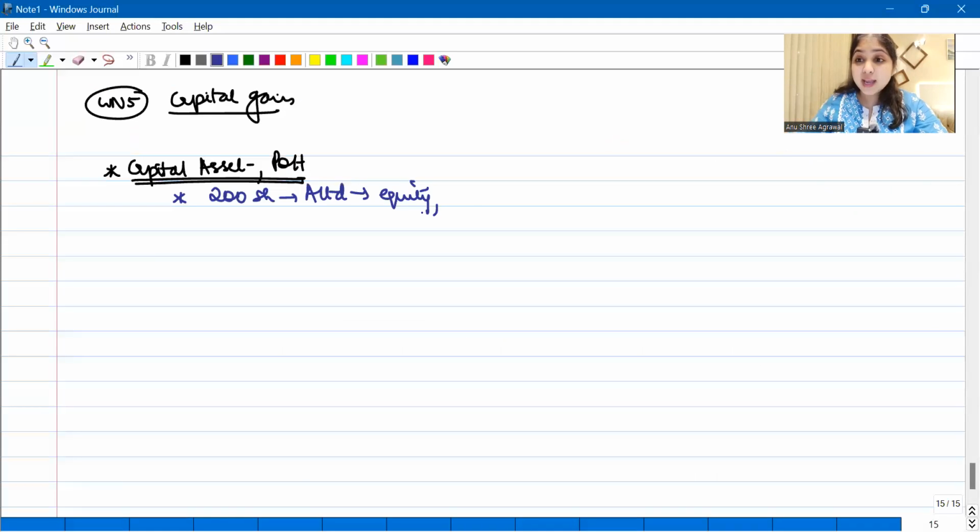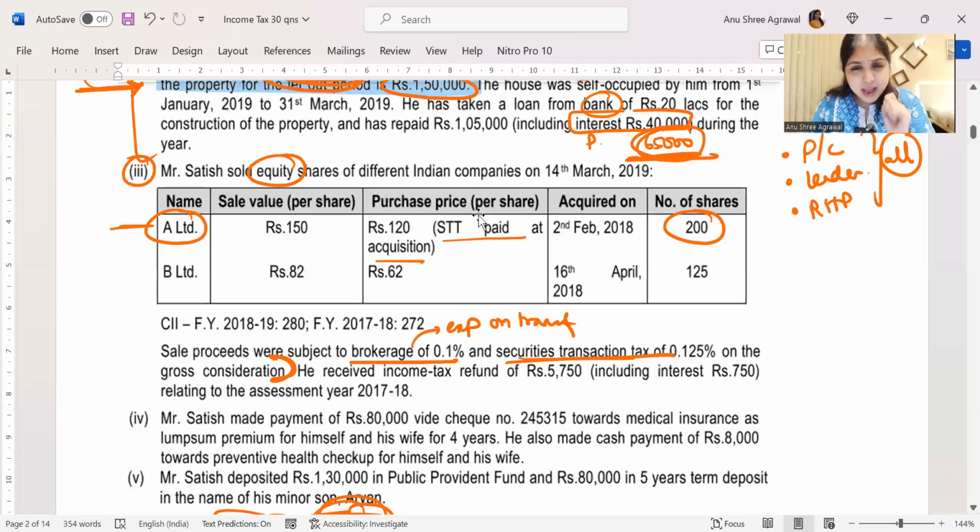Don't you think I can say that they are listed equity shares, guys? See, I have a question for you. Think and answer. No hurry. Why are you calling them listed equity shares? Are you calling them listed equity shares because you paid STT at the time of acquisition, or because STT was paid at the time of transfer, or because of both? Come on, I want everybody's answer.